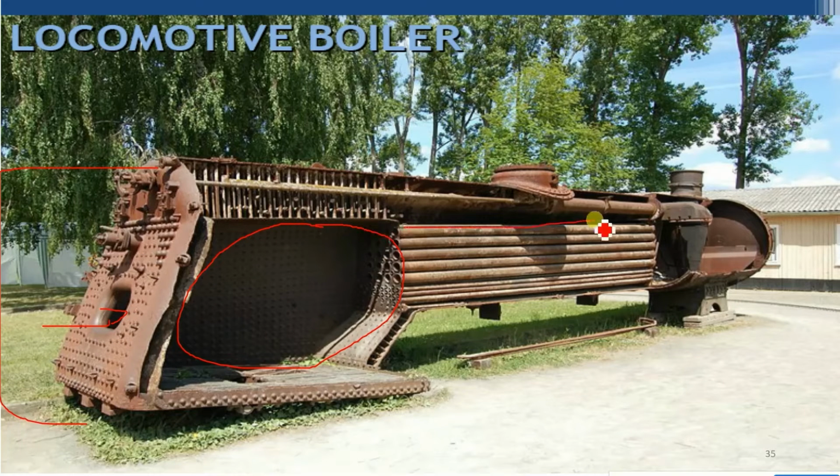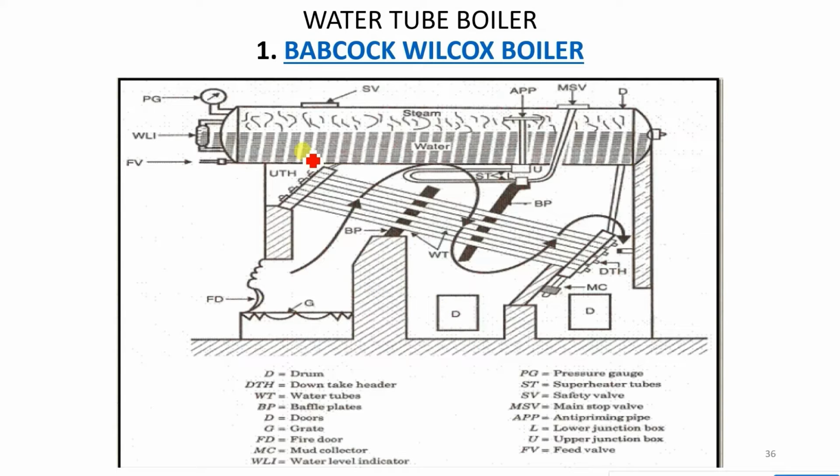These are tubes. Here you can see at the lower end, these are smaller tubes, and these are bigger tubes. Bigger tubes are required to accommodate the superheater, and smaller tubes are required for greater surface area. Okay, this is the chimney. Next, water tube boiler.